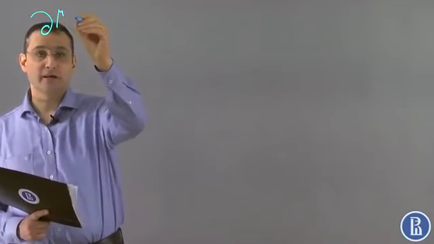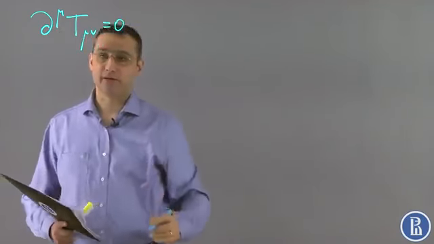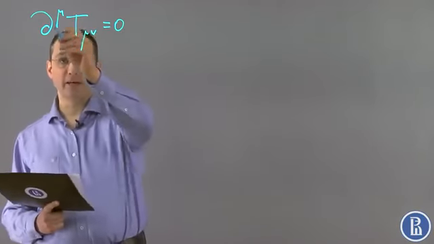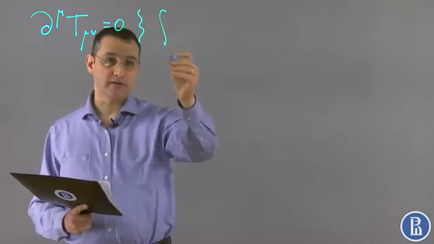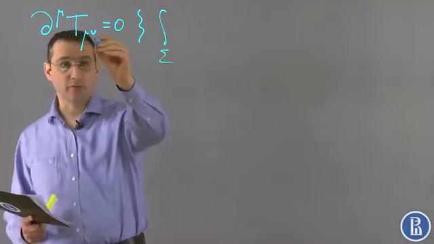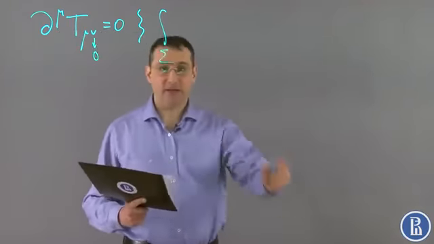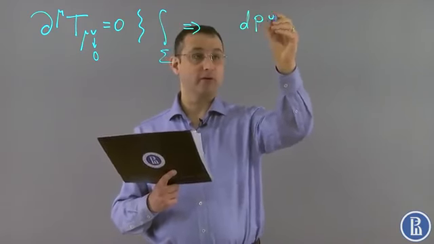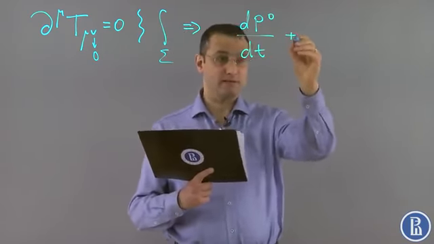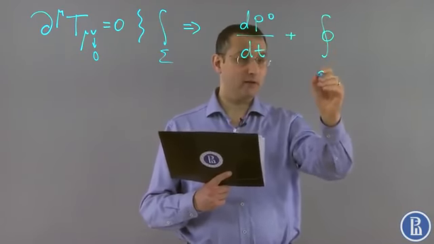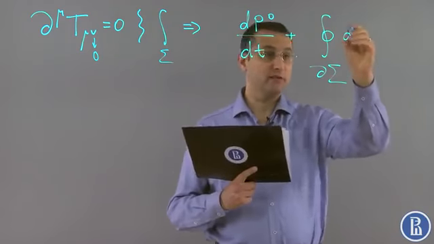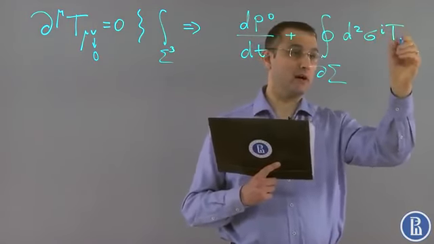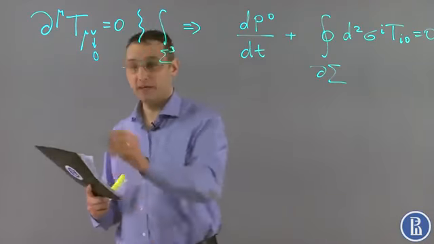In Minkowski spacetime, the energy momentum conservation condition is expressed like this, with a short derivative rather than the covariant long derivative. Because of this, if we integrate both sides of this equation over a surface sigma, and take the zero component for nu equals zero, we obtain the following equation: the integral of dp zero over dt plus the integral over the boundary of sigma, d2 sigma i, T i 0 equals 0, because it's three-dimensional.